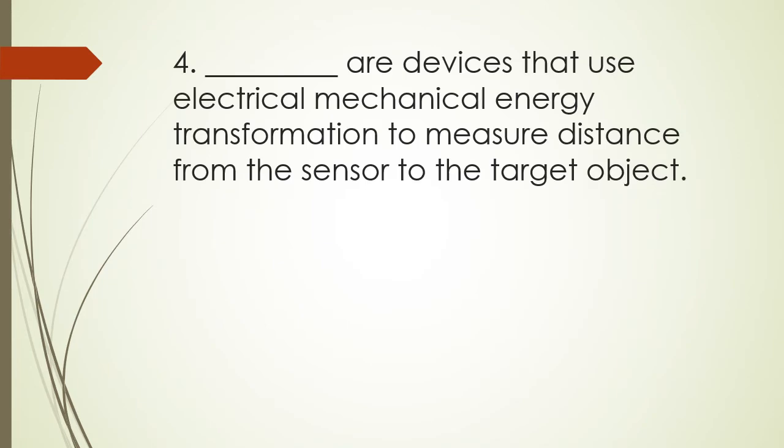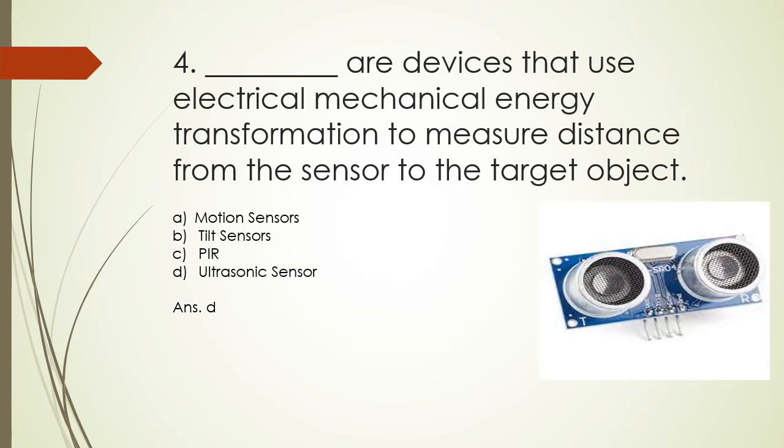Then the next question is, dash are devices that use electrical mechanical energy transformation to measure distance from the sensor to the target object. Options are motion sensor, tilt sensor, PIR and ultrasonic sensor. Now the answer for this question is option D, ultrasonic sensor.